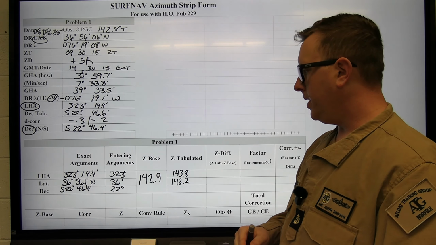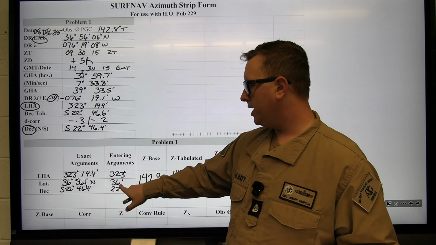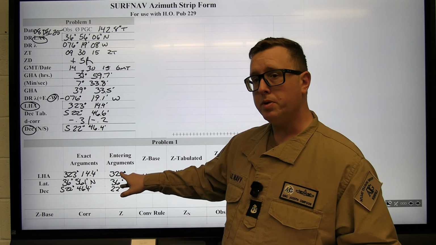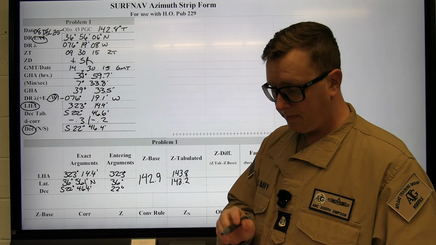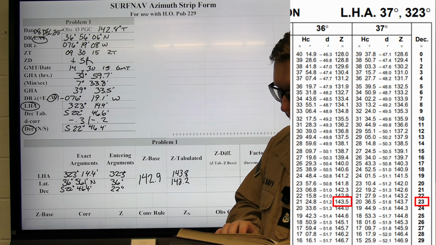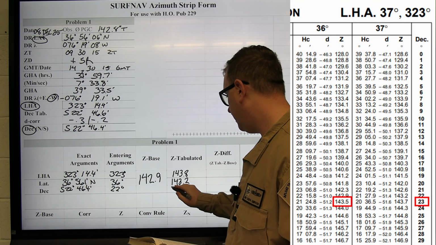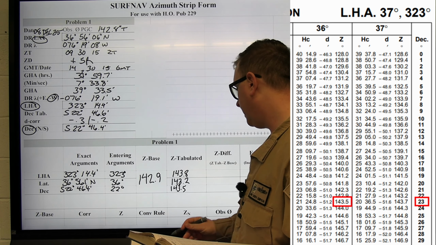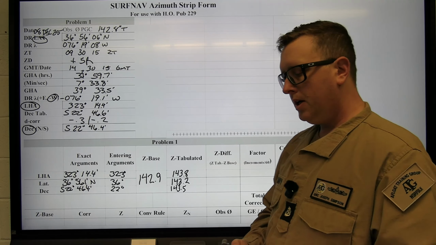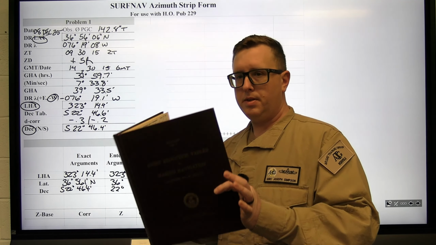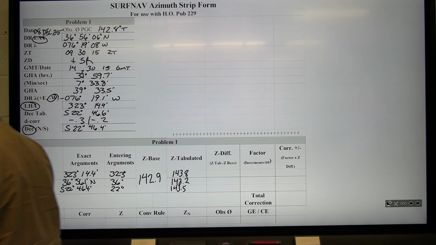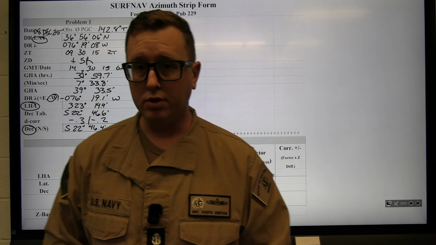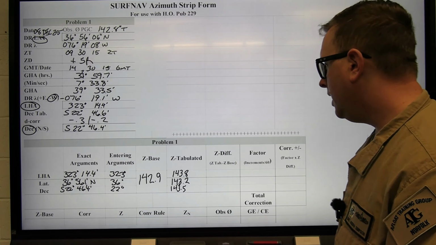Now staying on the same page, using 323 LHA, 36 for latitude. Now we're going to use 23 for declination, making it 143.5. Now, keep your slight reduction book open and just set it to the side, because we're going to refer back to that when we do the conversion rule, when we get to it.